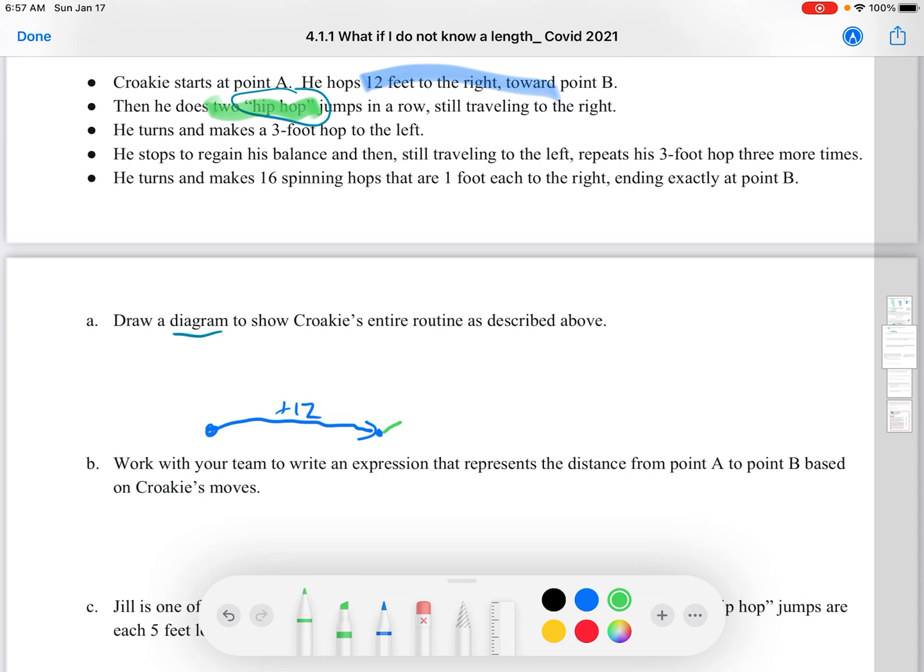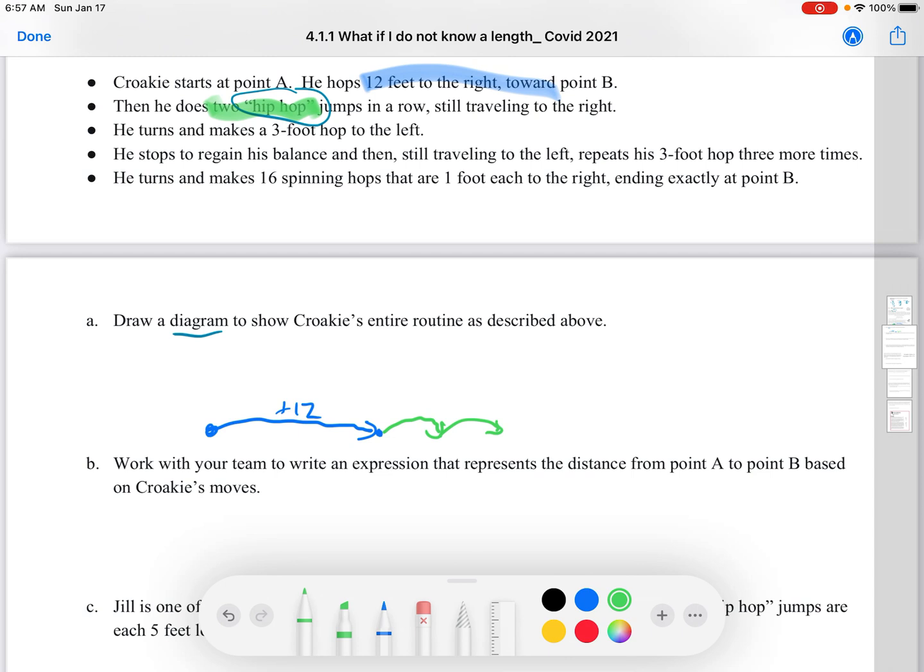So 2 hip-hop jumps, and there's 1, here's 2. So how do I represent these hip-hop jumps? And that's the key part for today. We don't know what those are, so what we do is we use a variable. And a variable is a letter that represents a particular numerical value.